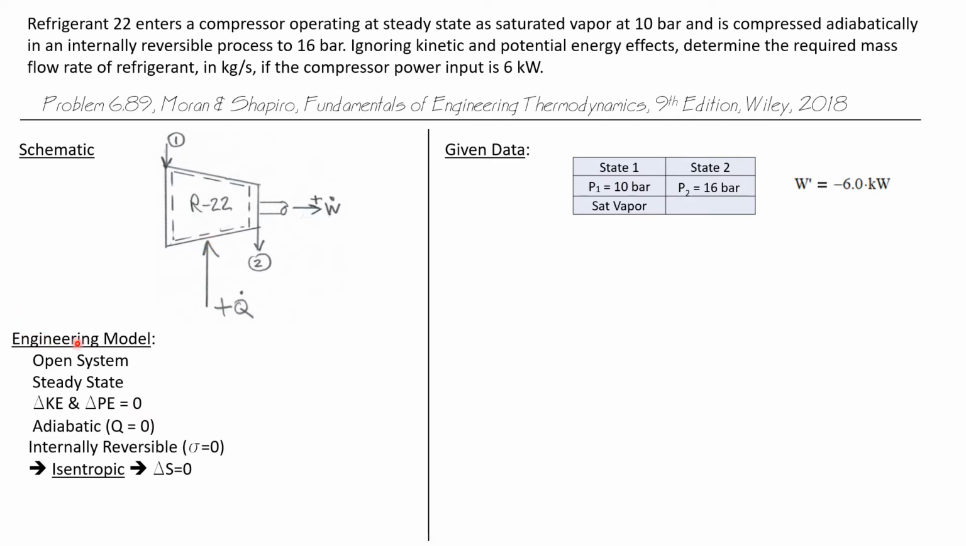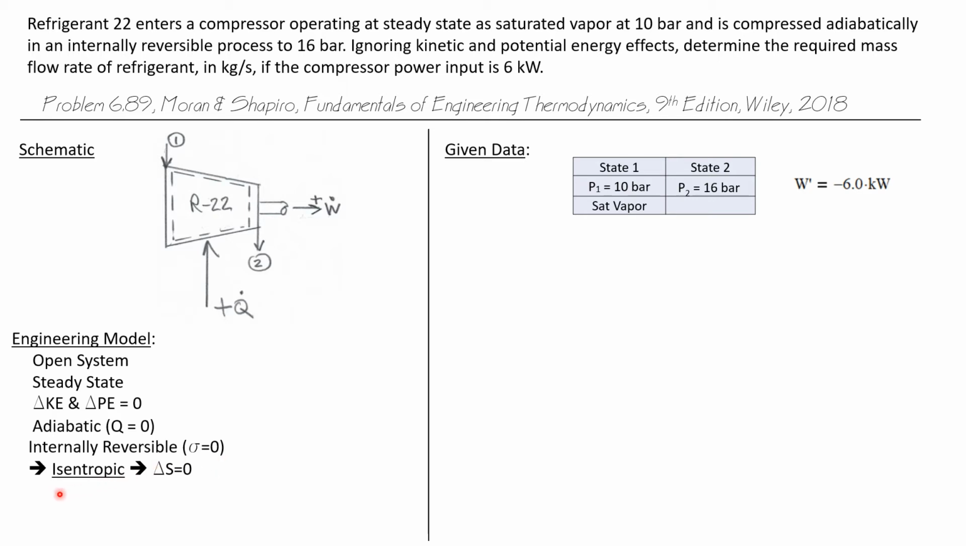Let's model this system. These assumptions are going to be important for us to be able to solve this problem. We're dealing with an open system operating at steady state. We were told to ignore changes in kinetic and potential energy. And we were told that the system is adiabatic, which means Q is 0. We were also told that it's an internally reversible process. And so without irreversibilities, the entropy production will be 0.